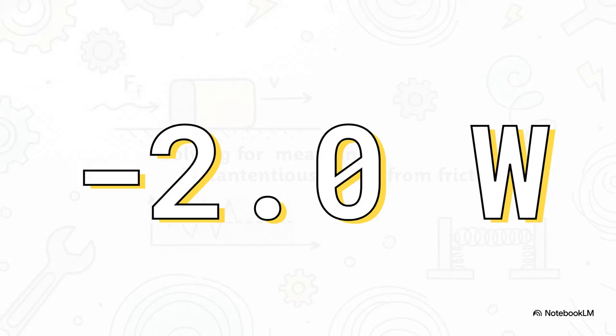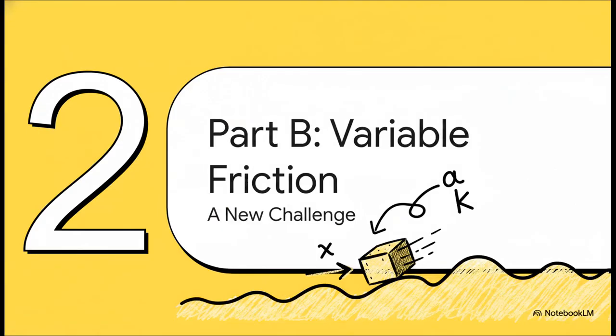And now for the final answer. The problem actually gives us numbers for mass, the friction coefficient, and the initial speed. So we just plug those values into the equation we just derived, and boom! The mean power is negative 2.0 watts. That means, on average, friction was draining 2 joules of energy from that block every single second. Great! Part A is done.